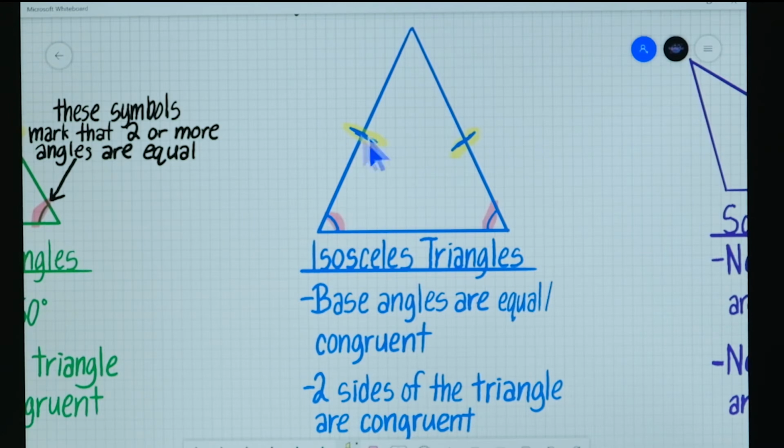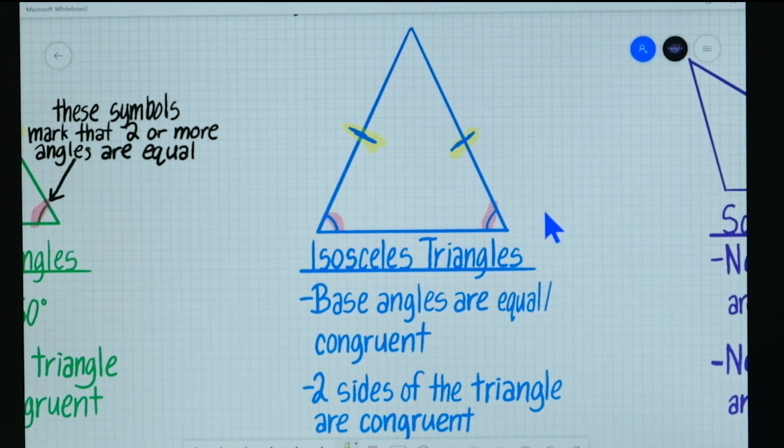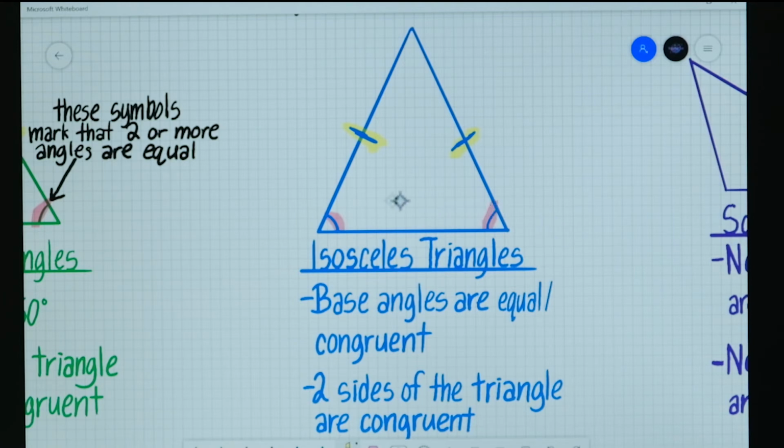So these two sides, this one and this one, are congruent. However, this bottom one is not congruent. And once again, the whole triangle's angles will add up to 180. However, unlike the equilateral triangle, there's not always going to be a way that you can tell the measure of the base angles. So it's not always going to be 60 or something. It'll change, but these two bottom angles will always be the same, just different from the top.